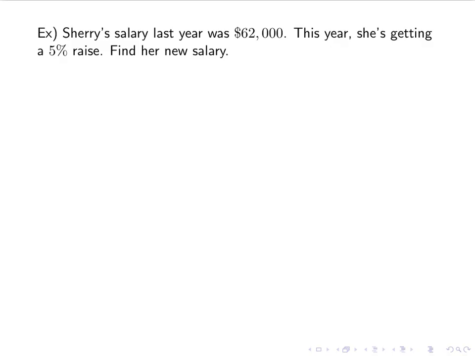And we need to make 5% into a decimal. So again, we divide that by 100. And we get 62,000 plus 62,000 times 0.05. So that's 62,000 plus 3,100, giving a new salary of $63,100.